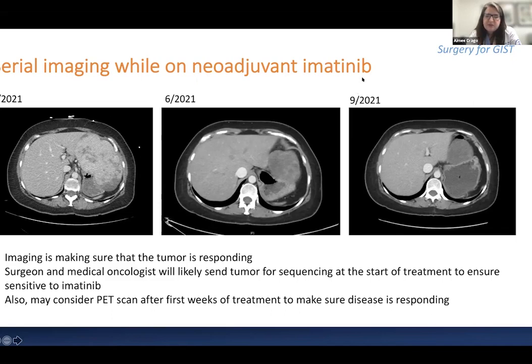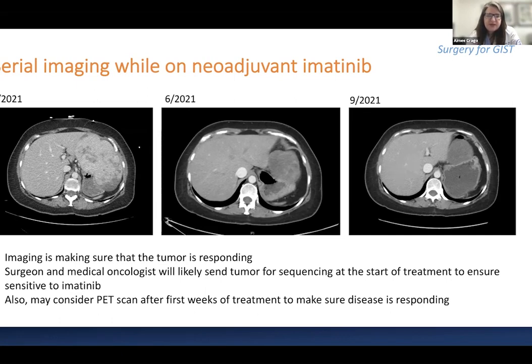And this is when we really operate on most patients who have neoadjuvant imatinib, particularly because we want to do it before the tumor develops any resistance to the drug, which we know can start happening after 1 to 2 years. So we follow patients who are getting neoadjuvant imatinib with serial imaging, like in this case. We're almost always going to sequence the tumor to look at what the mutation in the tumor is up front to make sure that it's a tumor that's going to respond to imatinib.